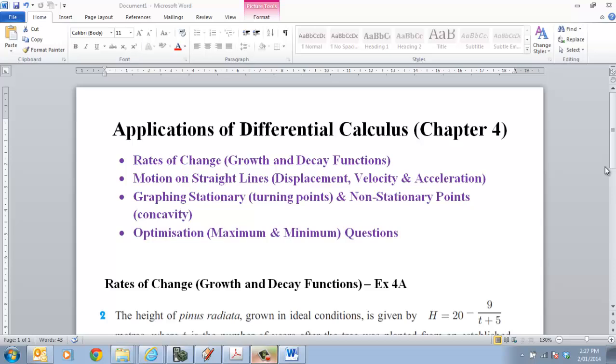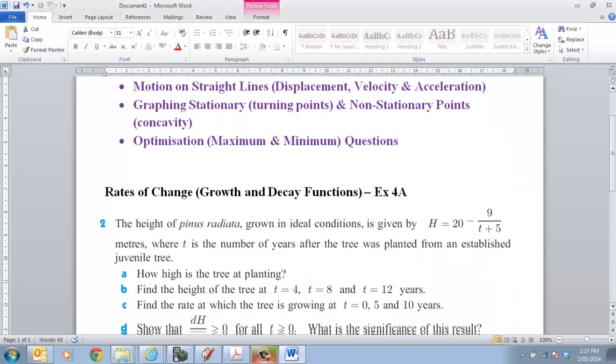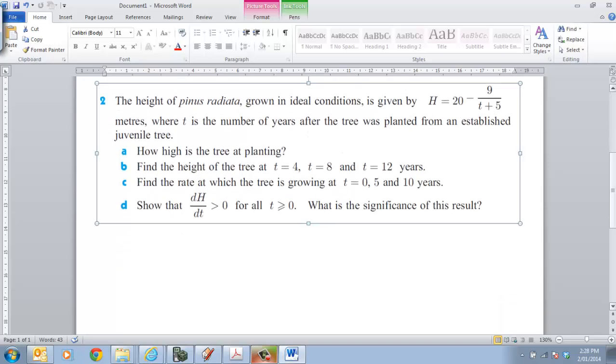So I'll just start off today's video looking at exercise 4A, okay, and we're going to be looking at rates of change. So I thought we might start by looking at example number 2. The height of a Pinus radiata grown in ideal conditions is given by that equation, in metres, where t is equal to the number of years after the tree was planted from an established juvenile tree. How high is a tree at planting? Well, obviously when it's planted, t is equal to 0, so that's what we have to work through.